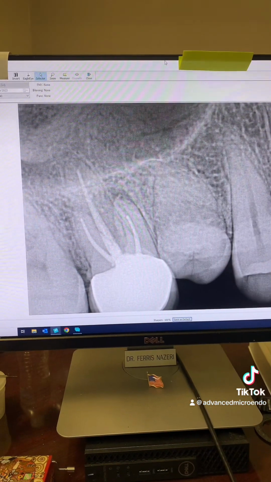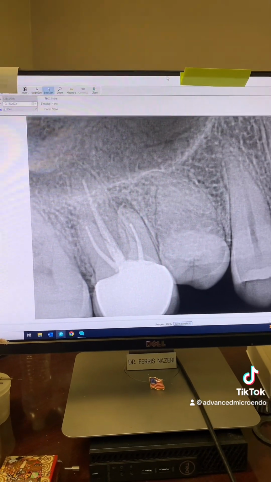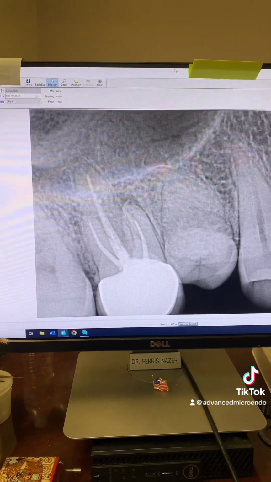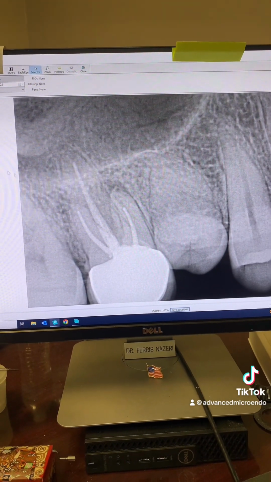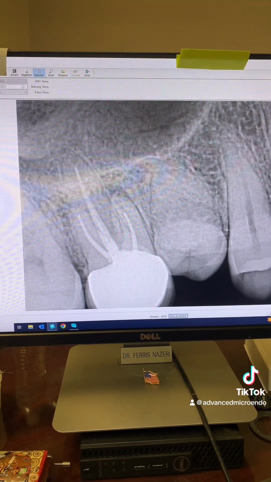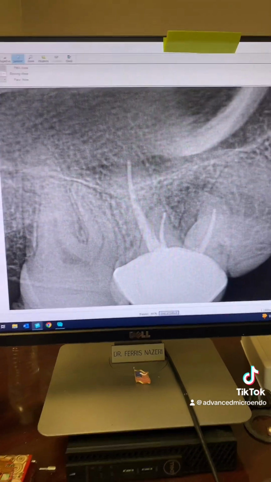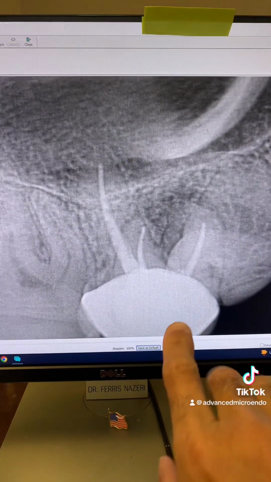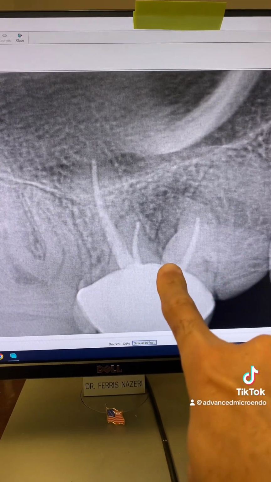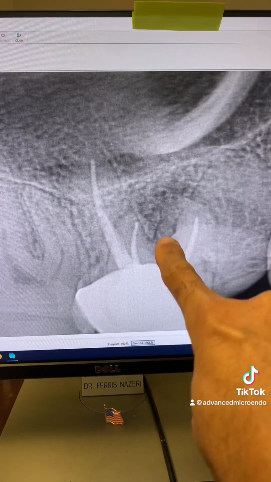So how many of you would immediately go to take a CBCT? Not me. We just take a couple of PAs, and let me show you what the problem is here. There you go. Now you can see better. We just opened this tooth up. We took a different angulation PA. Look at that. That's a missed MB2 right there.